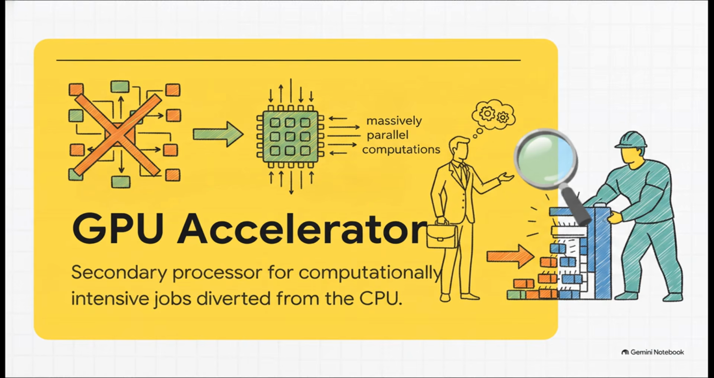The CPU, that's your highly intelligent general-purpose manager who handles all the complex logic and keeps the whole system running smoothly. The GPU, on the other hand, is a highly specialized, hyper-focused worker designed to do one thing ridiculously fast: massively parallel computations. The manager doesn't do the heavy lifting, they just delegate it to the worker.